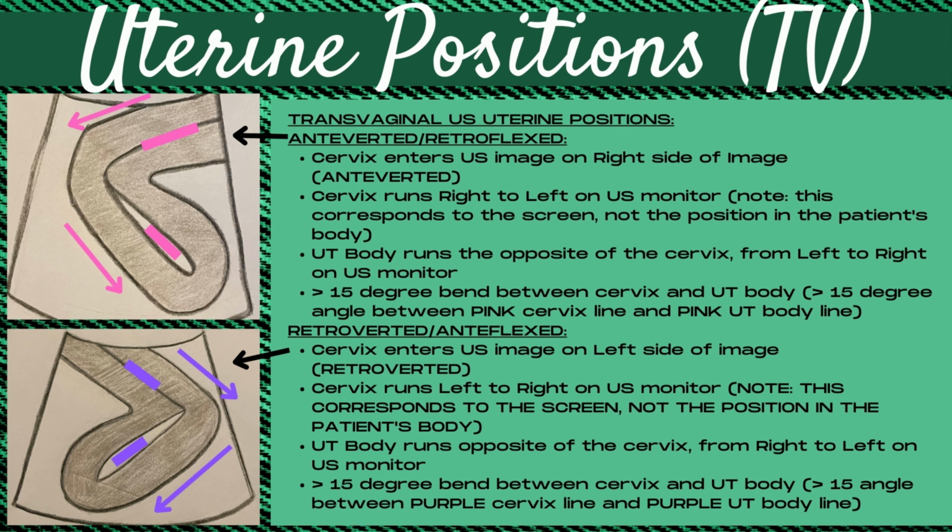The bottom image represents a retroverted anteflexed uterus. On this image, the cervix enters the ultrasound image on the left side of the image, and it runs from left to right on the ultrasound monitor. And note that this corresponds to the screen itself, not the position in the patient's body. And that's demonstrated by the top arrow. The bottom arrow demonstrates that the body of the uterus is running in the opposite direction as the cervix, from right to left on the ultrasound monitor.